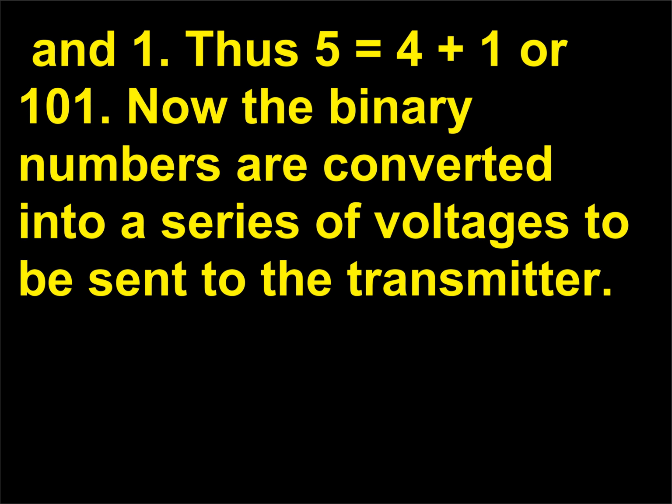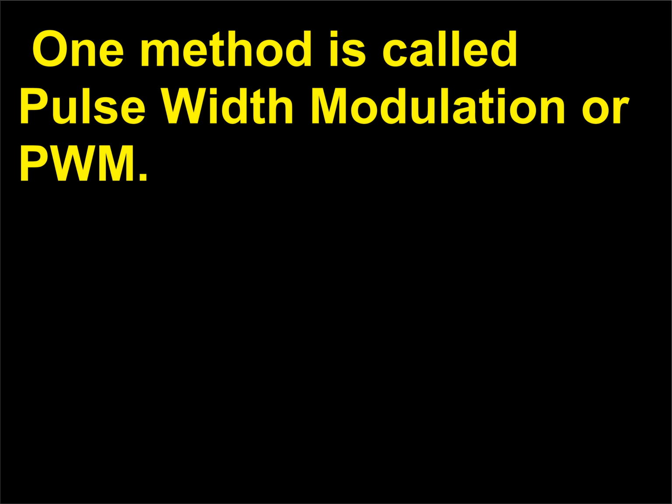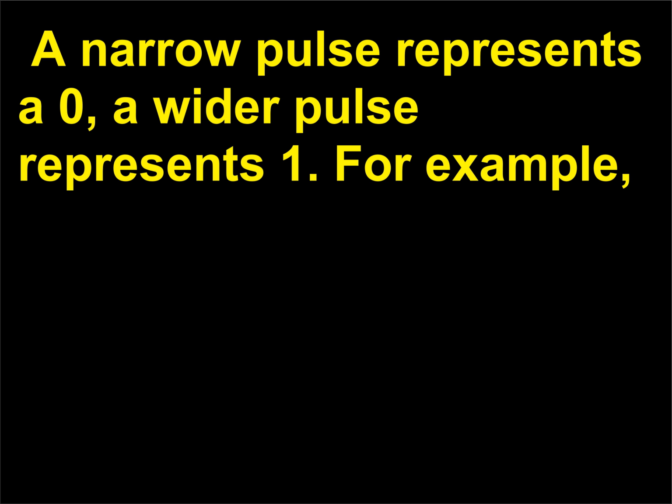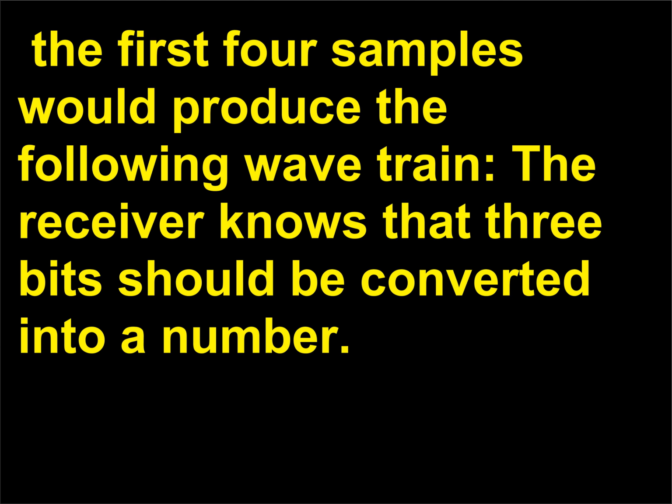Now the binary numbers are converted into a series of voltages to be sent to the transmitter. One method is called pulse width modulation, or PWM. A narrow pulse represents a 0, a wider pulse represents 1. For example, the first 4 samples would produce the following wave train.